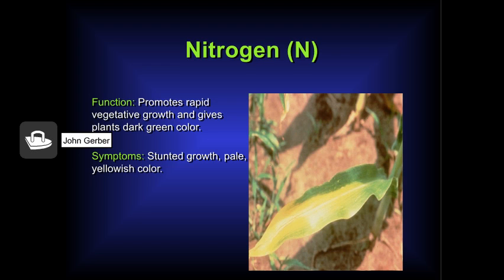Let's take a look at some of these essential elements. The first macronutrient we'll look at is nitrogen. The important thing about nitrogen to know is that it makes plants green. Anytime you see any kind of yellowing in the plant, it may be a nitrogen deficiency. Nitrogen is often in short supply because in the soil it can leach out and not be available to the plant.